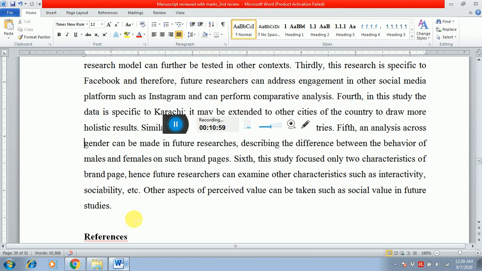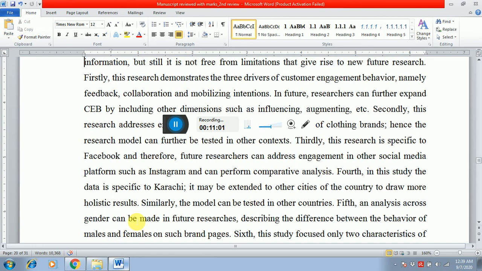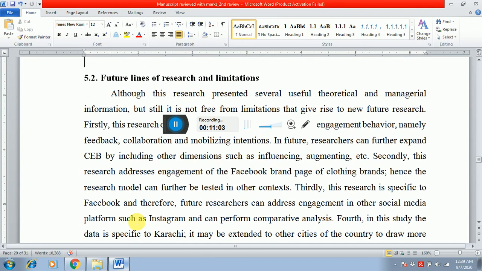So in this part you have to discuss the limitations of the study, and that's it for chapter number 5.